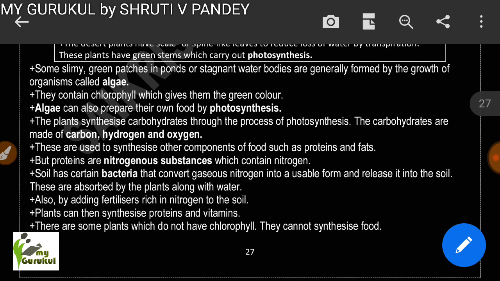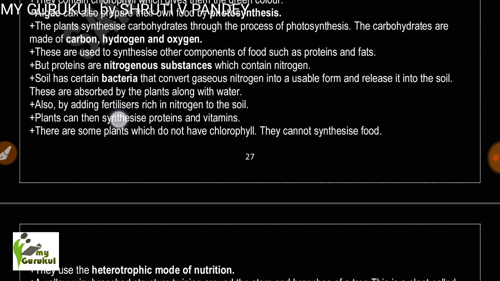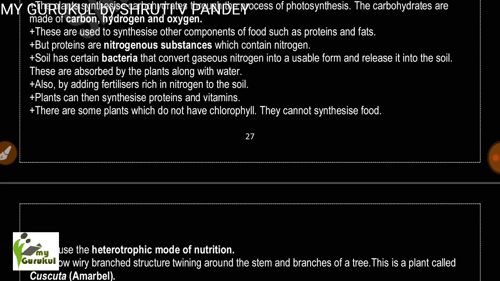The plants synthesize carbohydrates through the process of photosynthesis. The carbohydrates are made of carbon, hydrogen and oxygen. These are used for the synthesis of other components of food such as proteins and fats. But proteins are nitrogenous substances which contain nitrogen. Soil has certain bacteria that convert gaseous nitrogen into a usable form and release it into the soil.